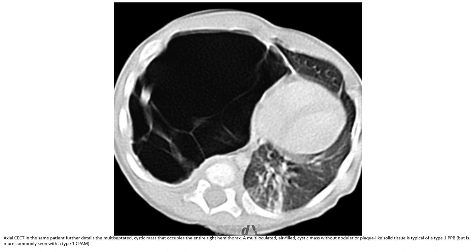Contrast-enhanced CT in the same patient further details the multi-septated cystic mass that occupies the entire right hemithorax. The multiloculated aerated cystic mass without nodular or plaque-like solid tissue is typical of a type 1 pleuropulmonary blastoma, but is more commonly seen with a type 1 CPAM.